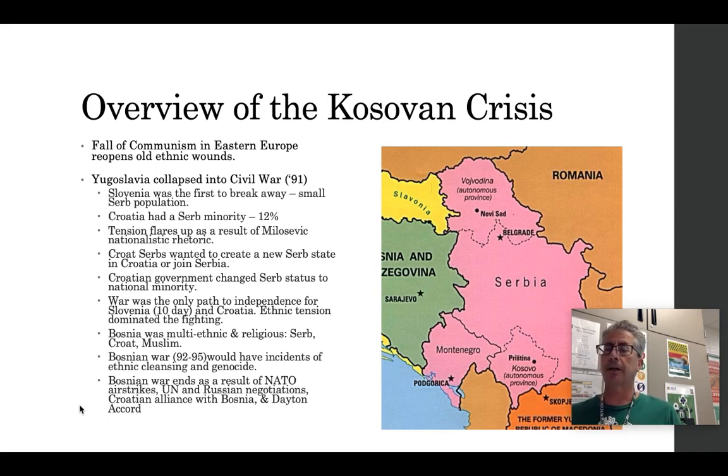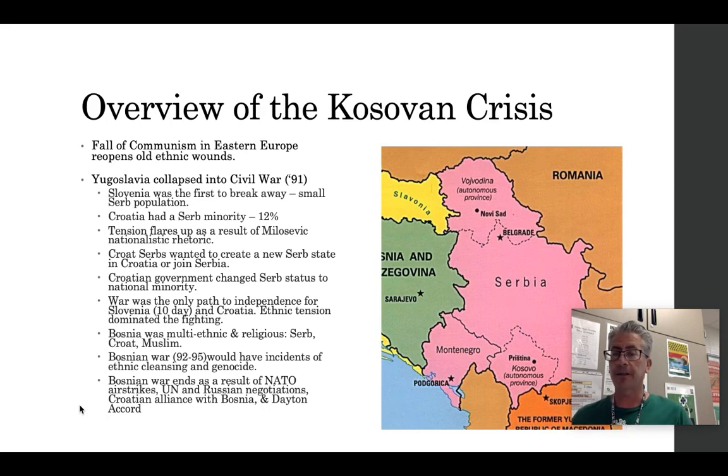Croat Serbs want to create a new Serb state in Croatia or join Serbia. That may not happen here. The Croatian government changed the status of Serbs to a national minority. That creates more tension, and as a result, war is going to break out here.